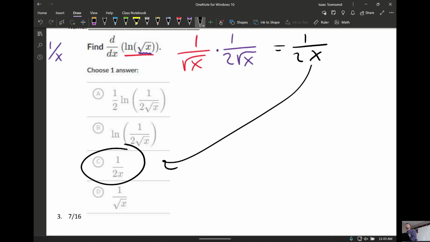Okay, good with that one? Yeah. I don't understand what the second part is. Yeah, this is the chain rule part, the derivative of the inside. That's what we practiced last class.